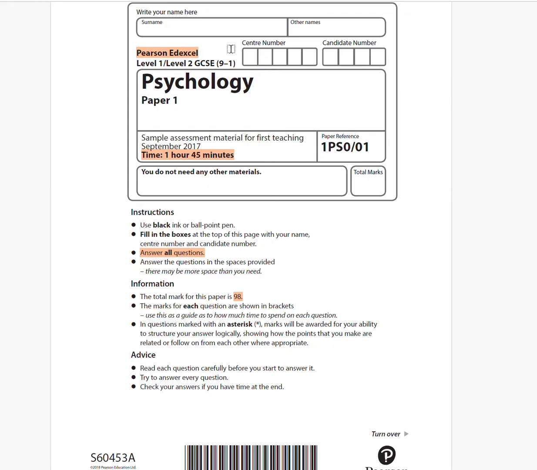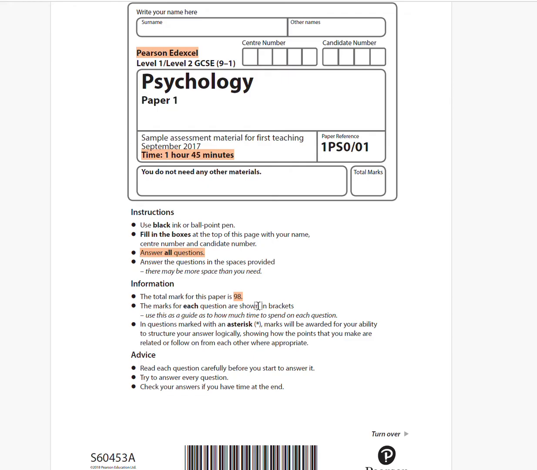So our exam board is Pearson, also known as Edexcel. So make sure if you're doing any revision online that you're doing it for the Pearson, the Edexcel specification for GCSE Psychology. You will note that our paper 1 is 1 hour and 45 minutes long. And this is the paper where you answer all the questions and it's out of 98 marks.